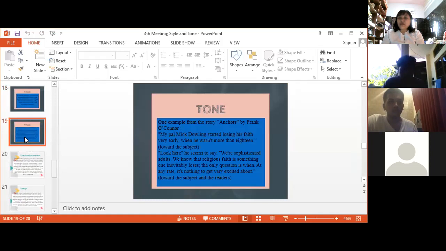One example from the story Encores by Frank O'Connor. "Paul McDowling started losing his faith very, very early when he wasn't more than 18." Toward the subject: Look here, he seems to say, we are sophisticated adults. We know that religious faith is something one inevitably loses. The only question is when. At any rate, it's nothing to get very excited about. Toward the subject and the readers.